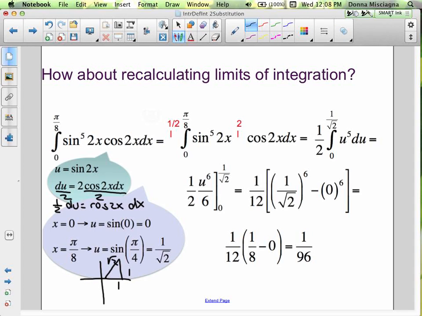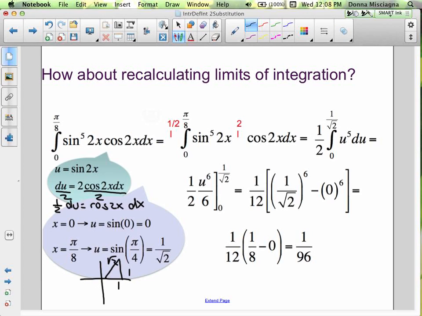Okay. All right, so we're going to integrate u to the 5th du. That would give us u to the 6th divided by 6. All right, and then we would evaluate from 0 to 1 over square root of 2. So now you've got something really easy to plug into because you already did the work over here. So this would just be 1/12 times 1 over the square root of 2 to the 6th power, minus 1/12 u, which would just be a 0, because the whole thing is 0 to the 6th power.